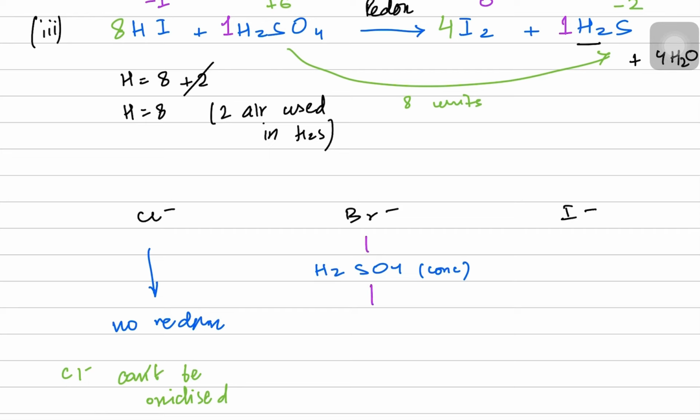Bromide minus can be oxidized. So bromide ion can produce bromine because it can be oxidized. Iodide minus can produce iodine because it can be oxidized. The reason is very simple, that sulfuric acid is a strong oxidizing agent, at least strong enough to oxidize bromide and iodide.